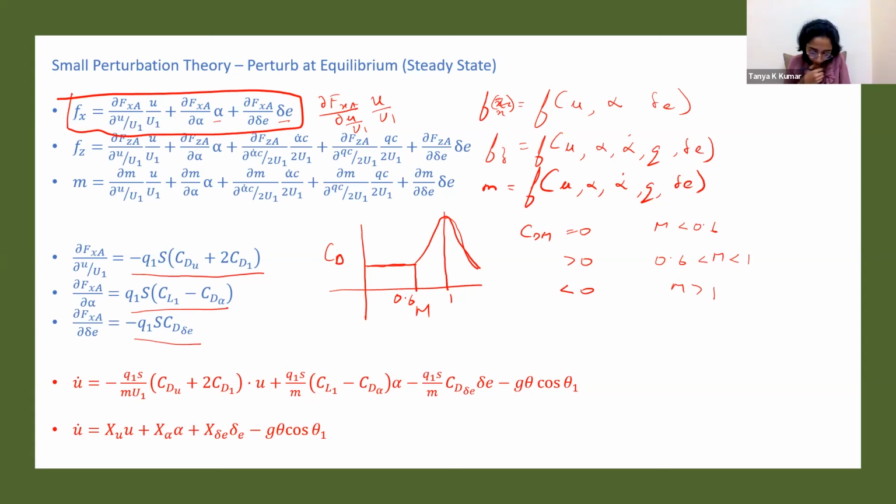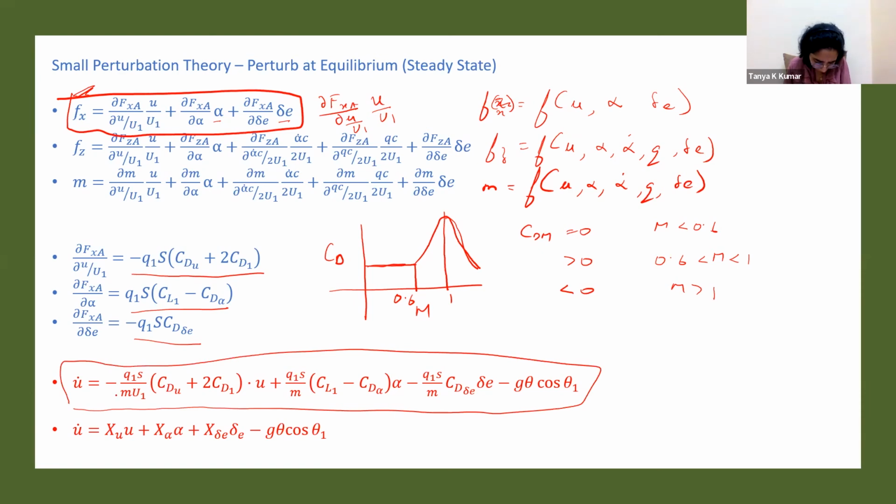Now, after substituting these derivatives into this equation, you get your U dot equation. U dot is the first equation of motion for your longitudinal dynamic analysis. So for your longitudinal dynamic analysis, this is the equation. It's simply substituting all of these derivatives into your Fx equation. Okay, it gives you this.